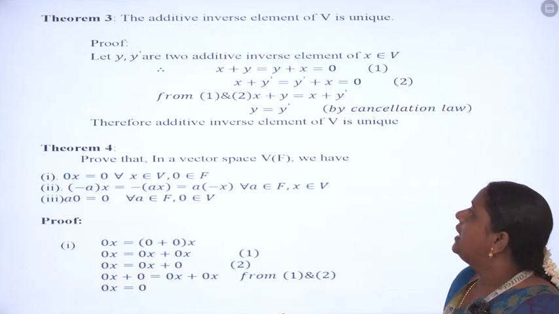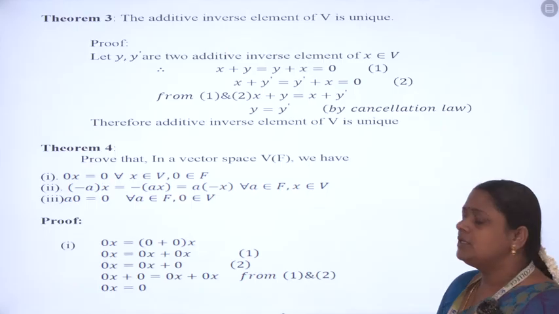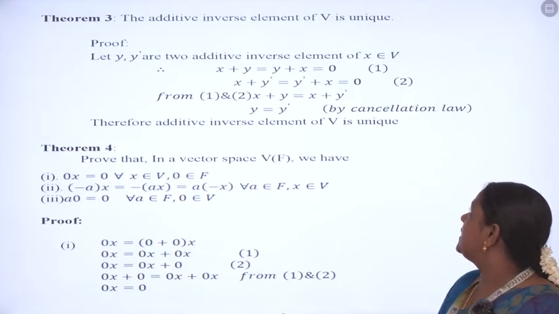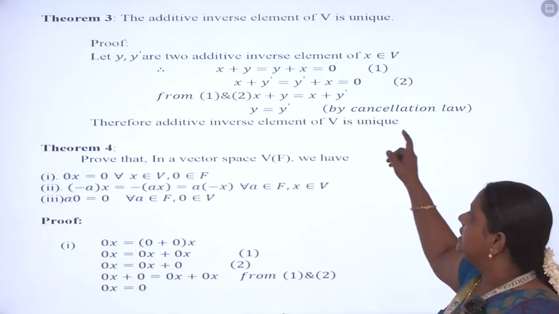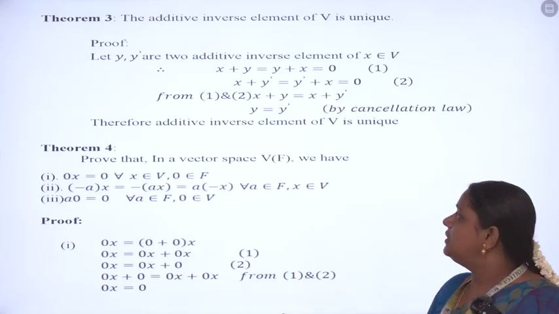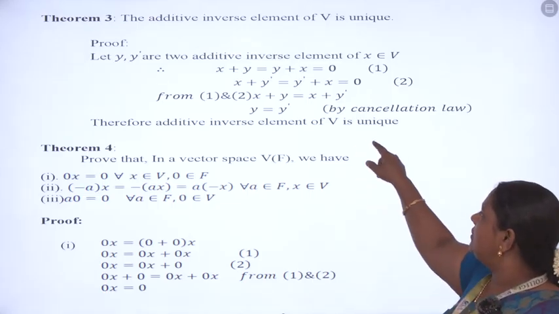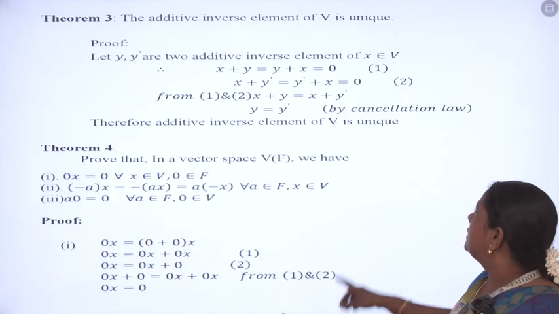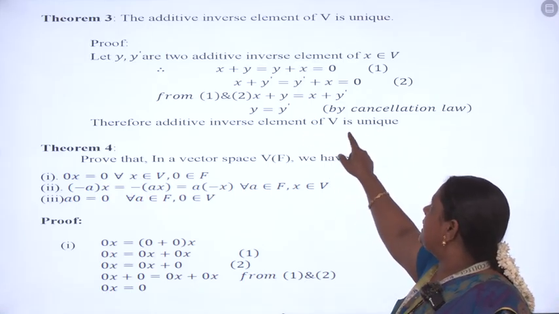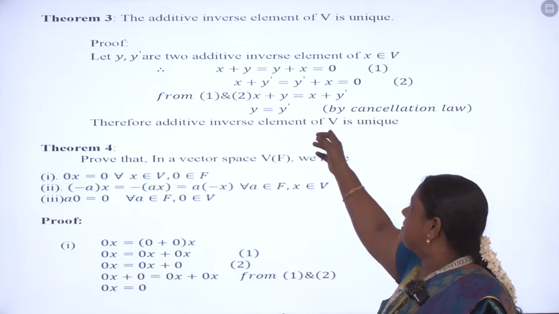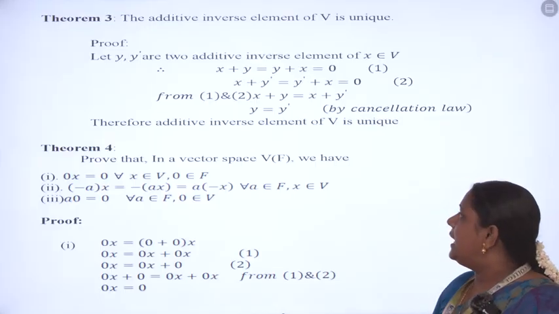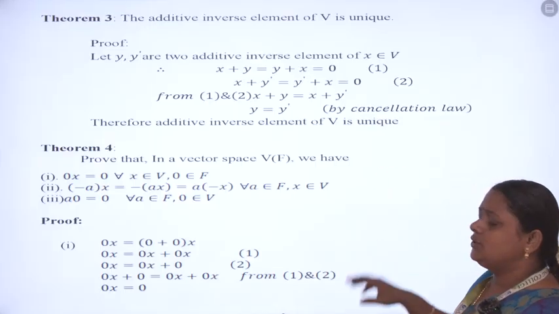Then third theorem, the additive inverse element of V is unique. Proof: let y, y dash be two additive inverse elements of x belongs to V, then x plus y equals y plus x equals 0. Similarly, x plus y dash equals y dash plus x equals 0. Then solving these two equations, we will get x plus y equals x plus y dash. By the left cancellation law, x will go off, so y is equal to y dash. Therefore, the additive inverse element of V is unique.